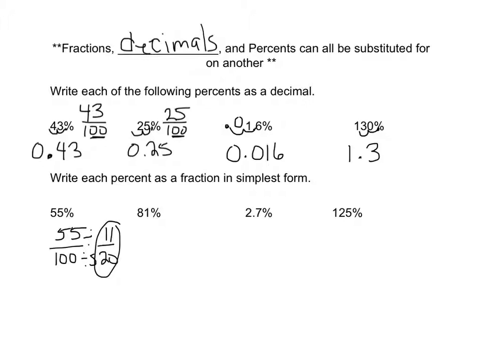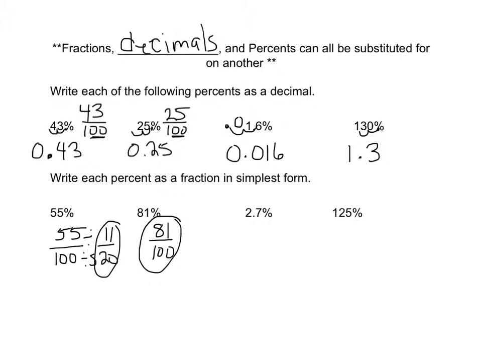So we have 81%, so we get 81 out of 100. Since 9 is the biggest number that goes into 81, and it doesn't go into 100, 81 hundredths is actually our simplified version.